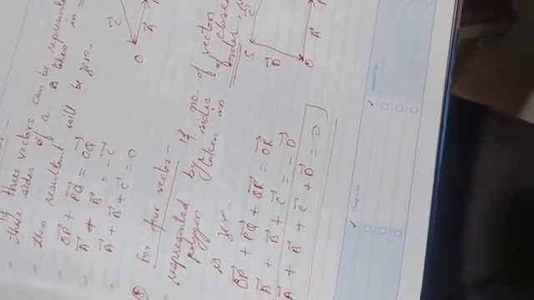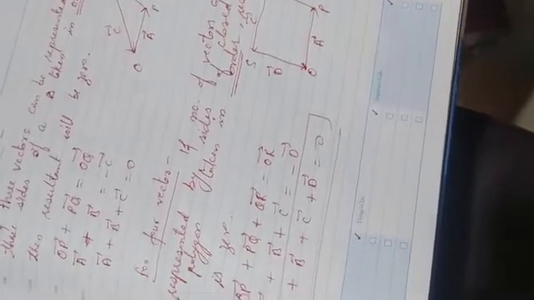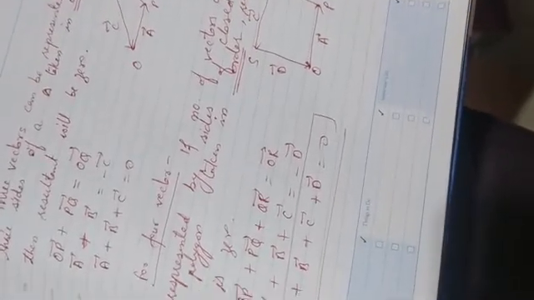If we take more than four vectors, then a polygon will form. In that polygon, the direction of the vectors will remain in the same order. That's why the resultant of all vectors will be equal to 0. Clear? The condition is that the direction should be in order for all vectors. Clear now?